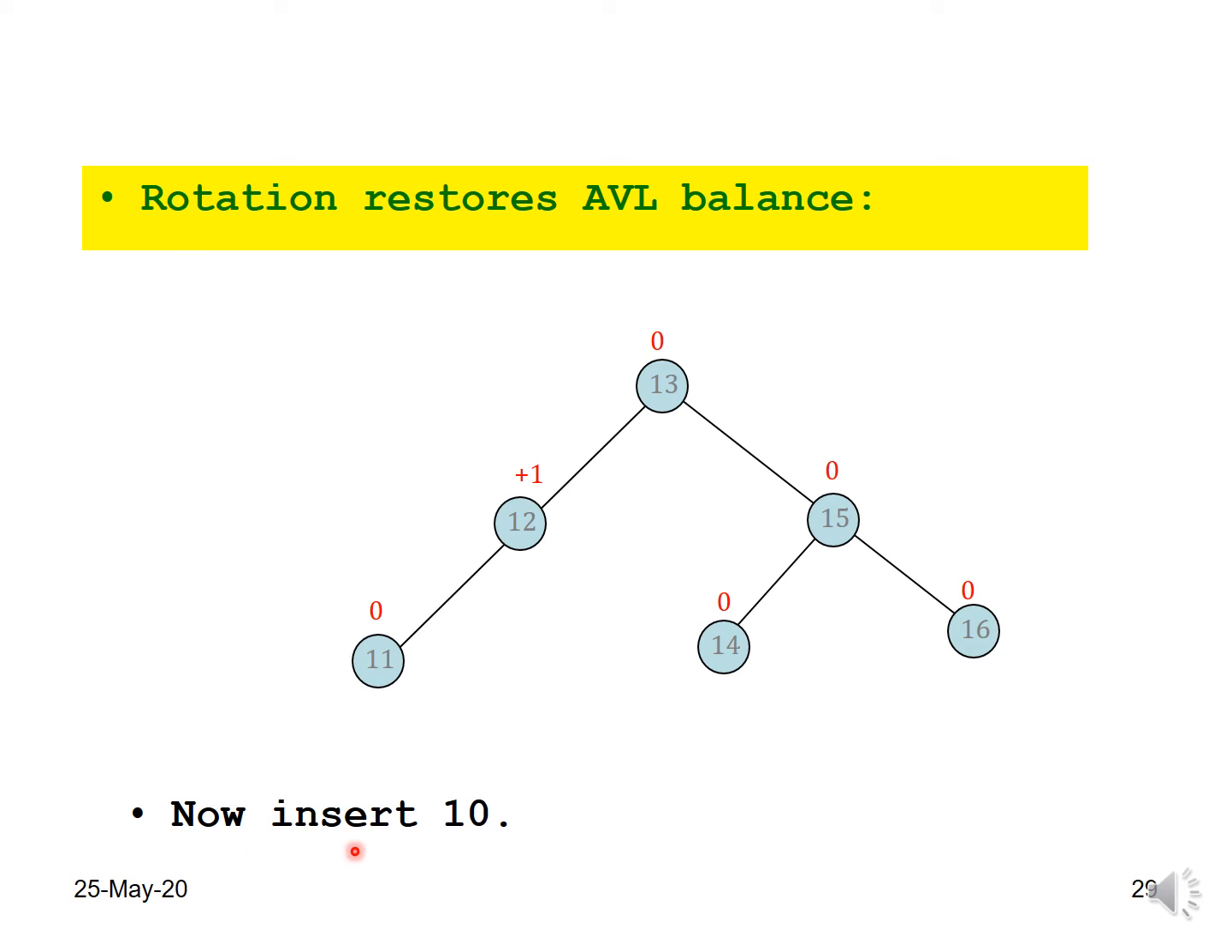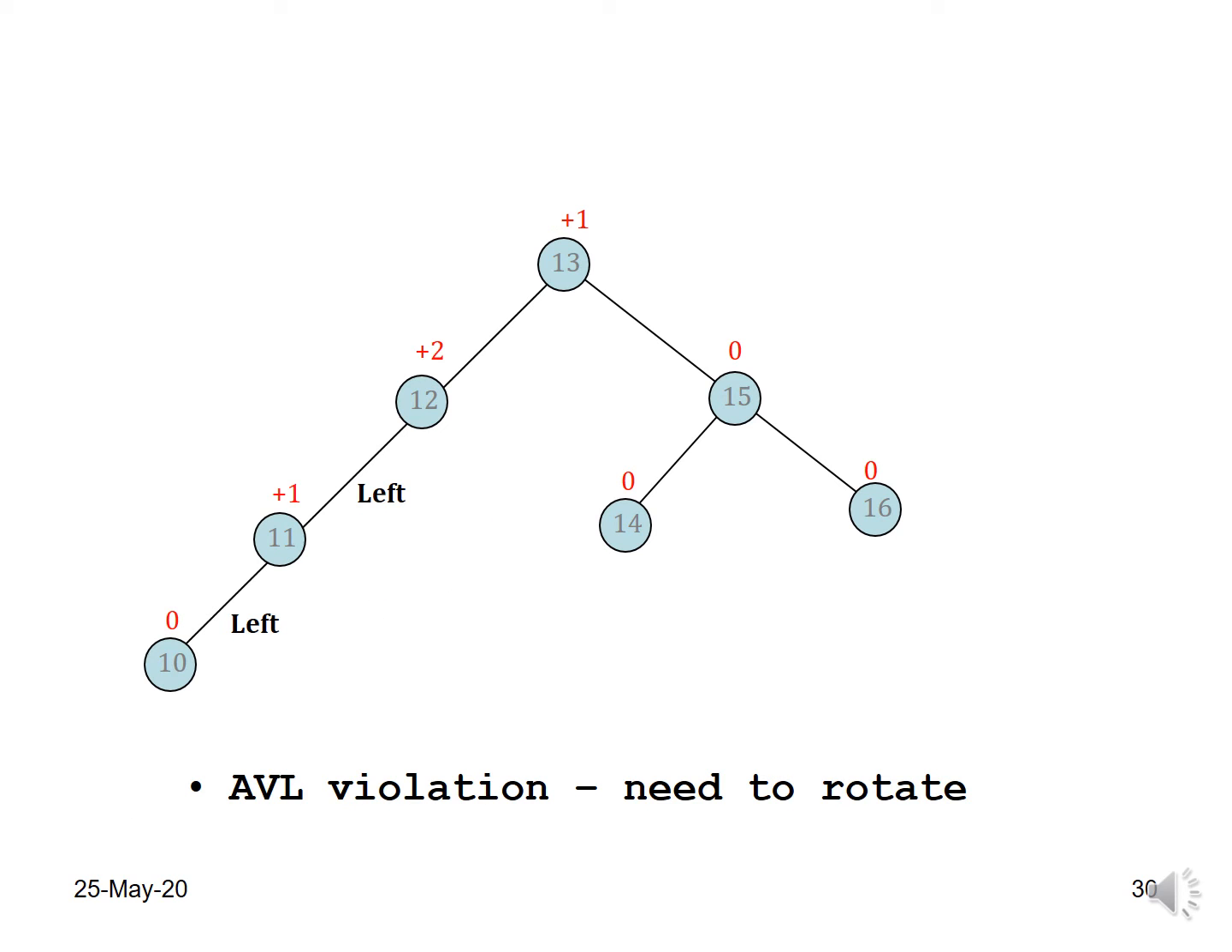Now we will insert the next value, this is 10. This 10 will come here, because this is less than 11, so it should come here. Again we will recalculate the balance factor of all the nodes. After inserting 10, because 10 is less than 11, it will come here. We will calculate the balance factor of all the nodes.